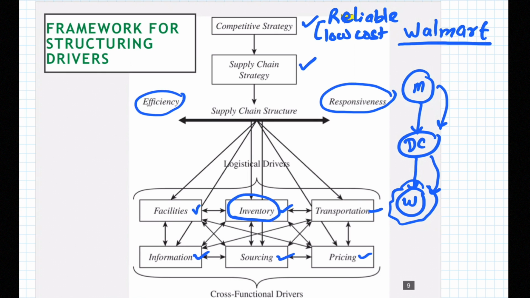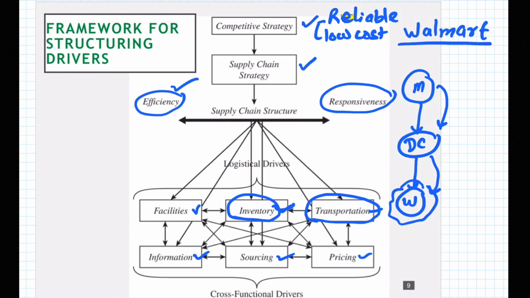Clearly, when it comes to inventory, they prefer efficiency over responsiveness. But if you look at transportation as a driver of supply chain performance, they run their own fleet with the aim to have high responsiveness. Although it increases the transportation cost, that is offset by the lower level of inventory that they are able to manage, and also improved product availability.